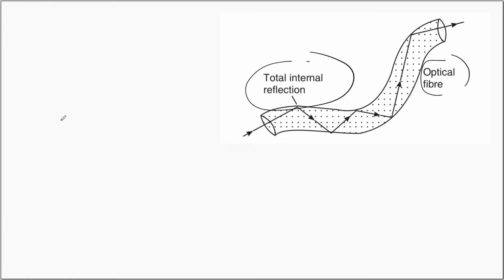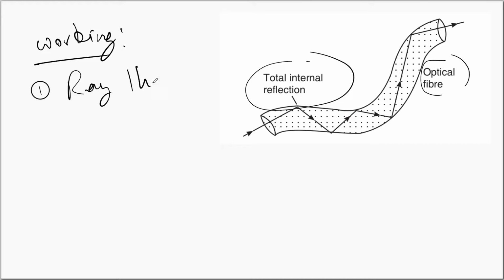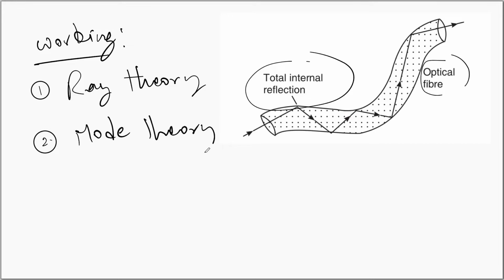Now we shall try to understand the working principle of the optical fiber. The working of optical fibers can be explained using two different theories. One is the ray theory. The second one is the mode theory, also called the electromagnetic mode theory. We use the mode theory when the cross-section of the optical fiber becomes comparable with the wavelength of the light. Under such conditions, the ray theory cannot explain the propagation of light through the optical fiber. So we make use of the electromagnetic mode theory, where the light will establish certain well-defined patterns of the electromagnetic fields in the optical fiber core.